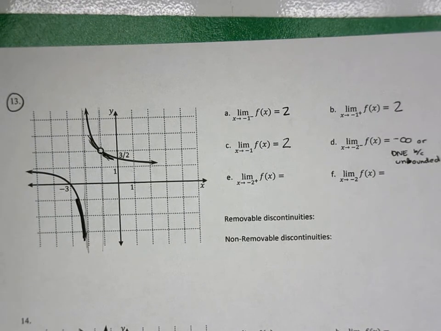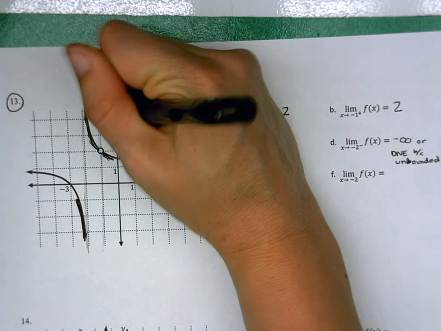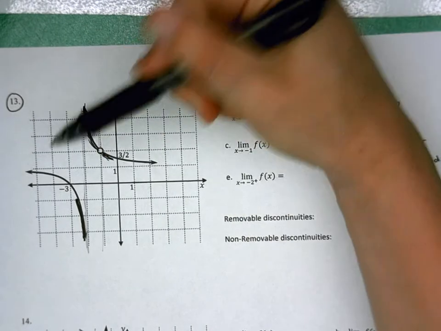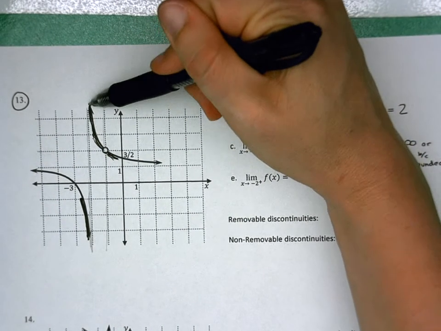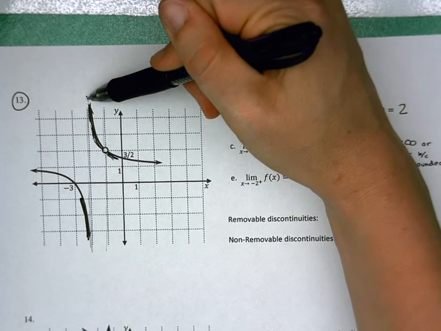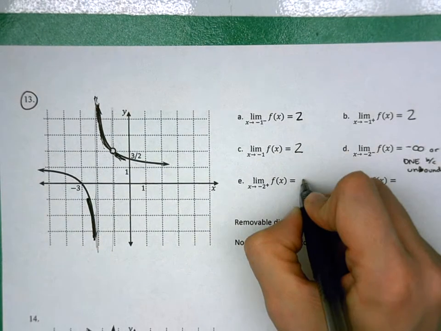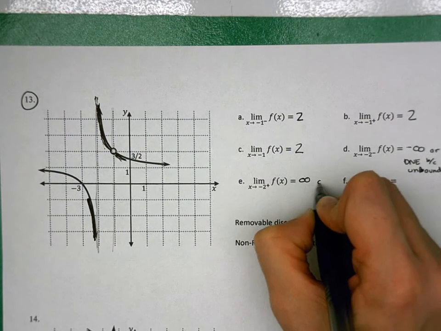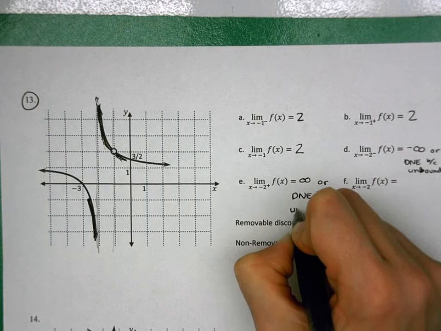Okay, what about -2 from the right? We're getting closer and closer to -2. We're starting here, going from the right, getting closer and closer to -2 from the right here. What y value does it look like I'm going to be touching as I get closer to touching x equals -2? Looks like I'm going to be going to infinity, so it approaches infinity or does not exist because unbounded.